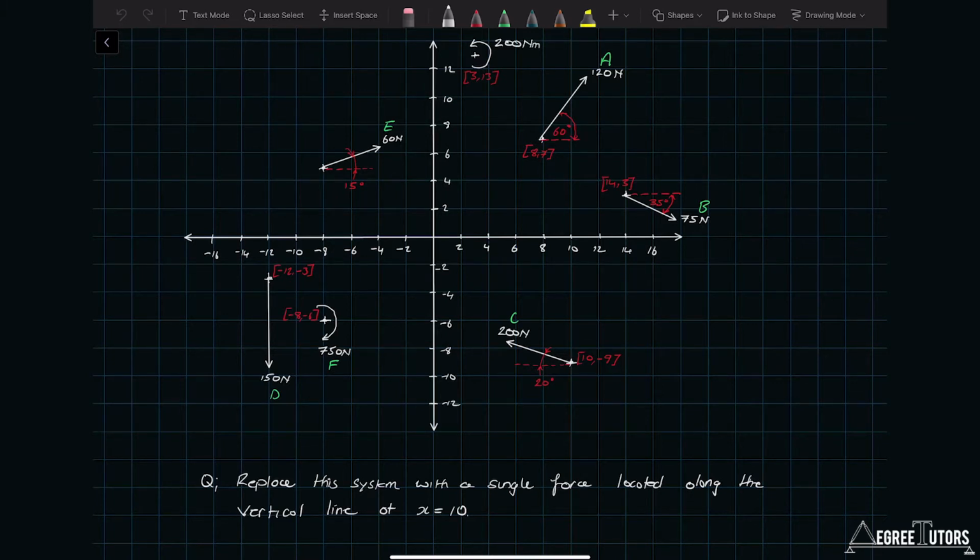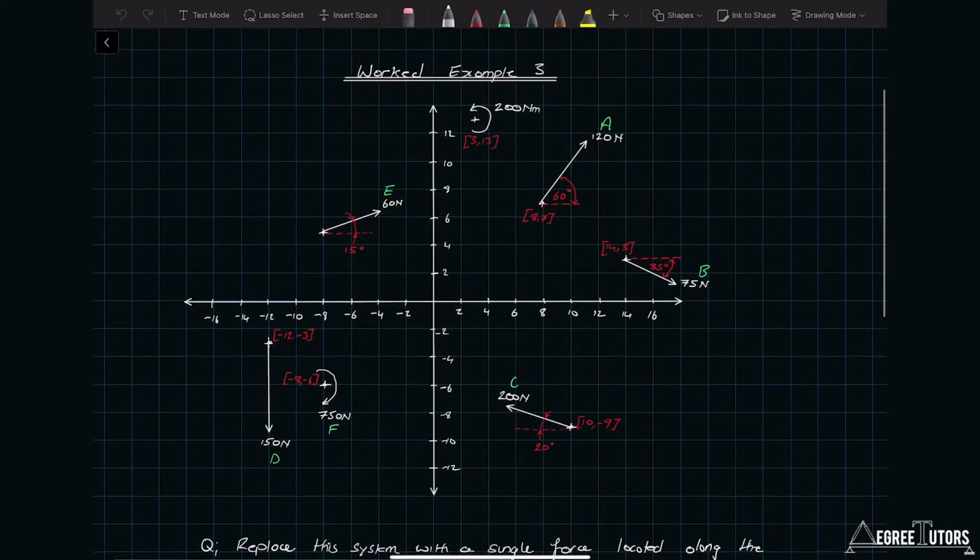So, as usual, the first port of call here is to work our way through each of the forces and work out, if it's not aligned along or parallel with the x or y axis, its vertical and horizontal components. So I'm going to rattle through these relatively quickly next. We'll start with force A, the 120 newtons, located at point 87.